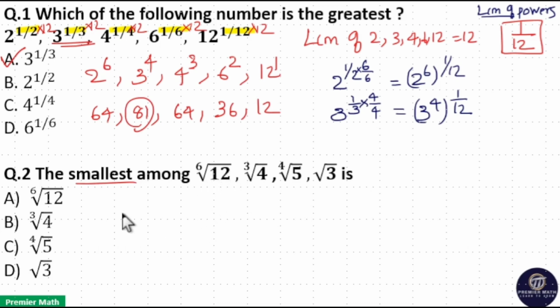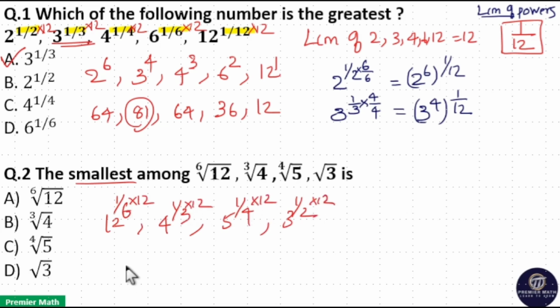Same way, the smallest among these is? So, 6th root of 12 is equal to 12 raised to 1 by 6. And here, cube root of 4 is equal to 4 raised to 1 by 3. This is 5 raised to 1 by 4 and this is 3 raised to 1 by 2. Now, the LCM of 6, 3, 4 and 2 is equal to 12. So, multiply it with 12, which is equal to 12 raised to 2. That is 12 square, which is 144.